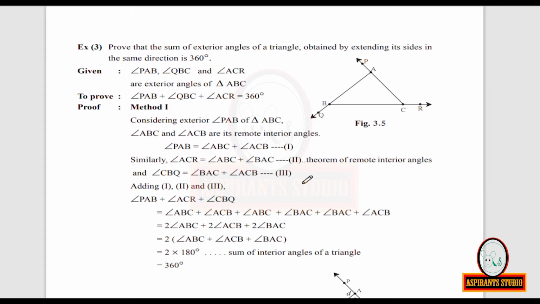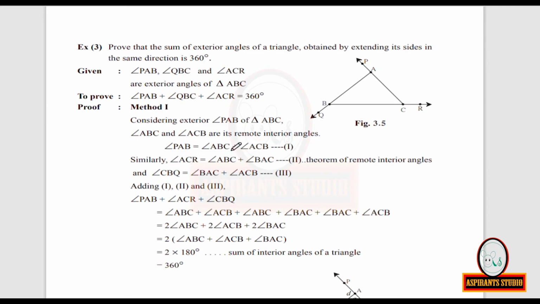Now we are going to add all these three equations, because look at the left hand side of what you want to prove. You are having angle PAB plus measure of angle QBC plus measure of angle ACR. So we want them to be equal to 360 degrees. So if you are going to add, now see the left hand side of these three equations, you are having angle PAB, angle ACR and angle CBQ. All these three angles are present here. QBC is otherwise CBQ.